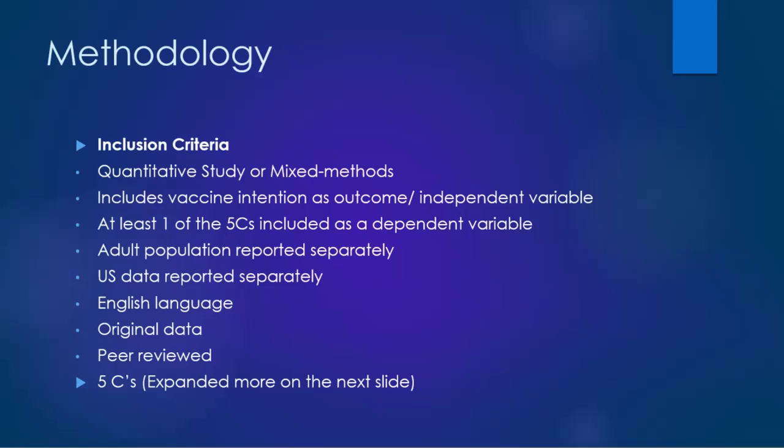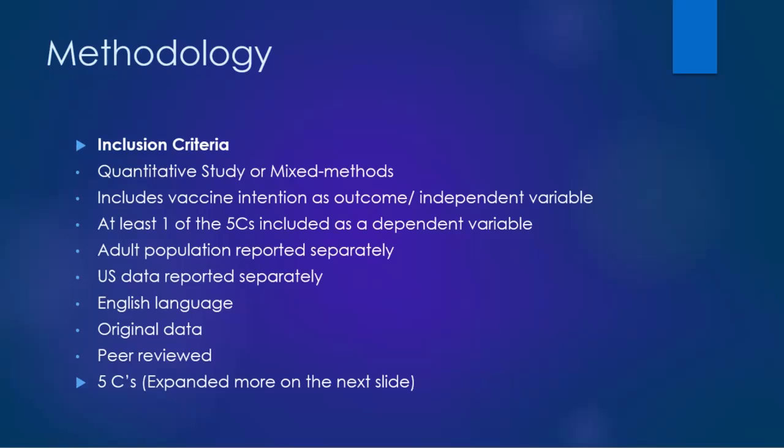So the methodology: we had to come up with what we wanted each article to have. The inclusion criteria is basically making sure that each article had what we wanted it to. So we only took articles that were a quantitative study or mixed methods. It had to include vaccine intention as an outcome, and at least one of the 5 C's included as a dependent variable. I will talk about that more on the next slide.